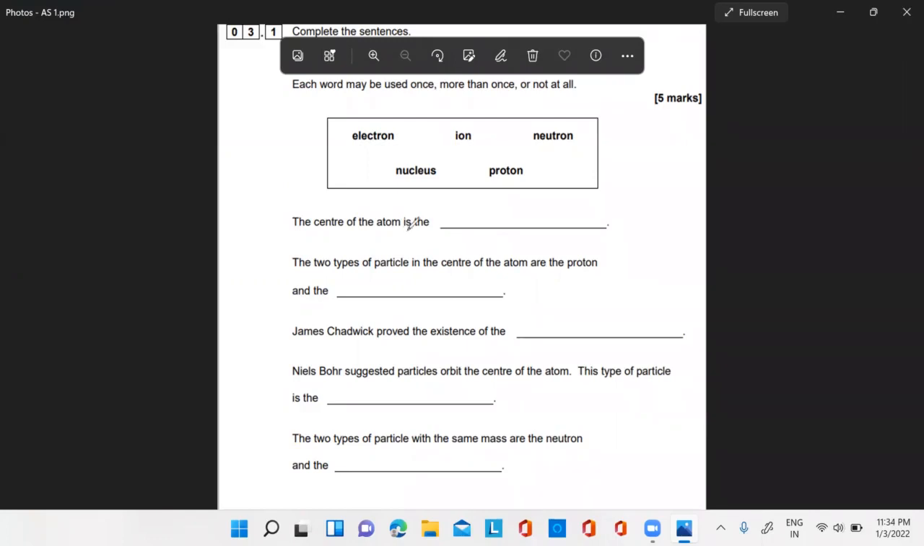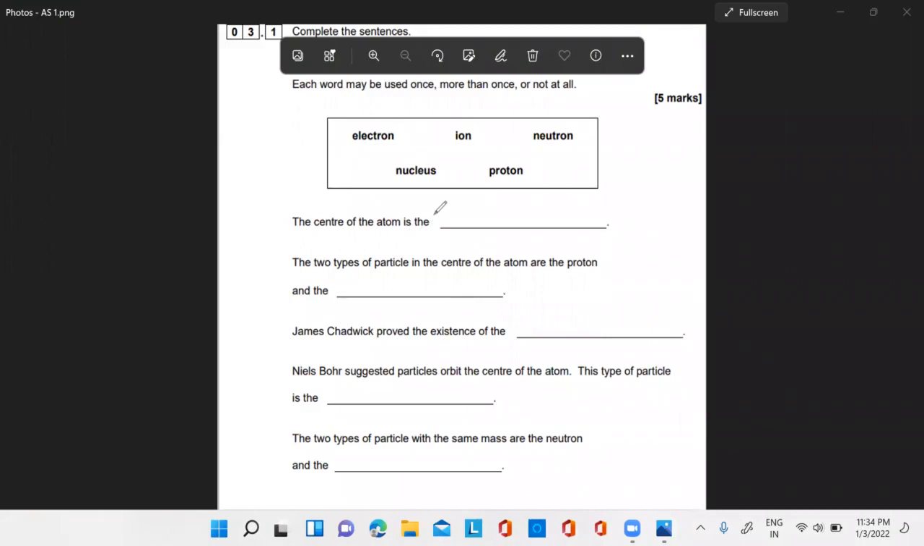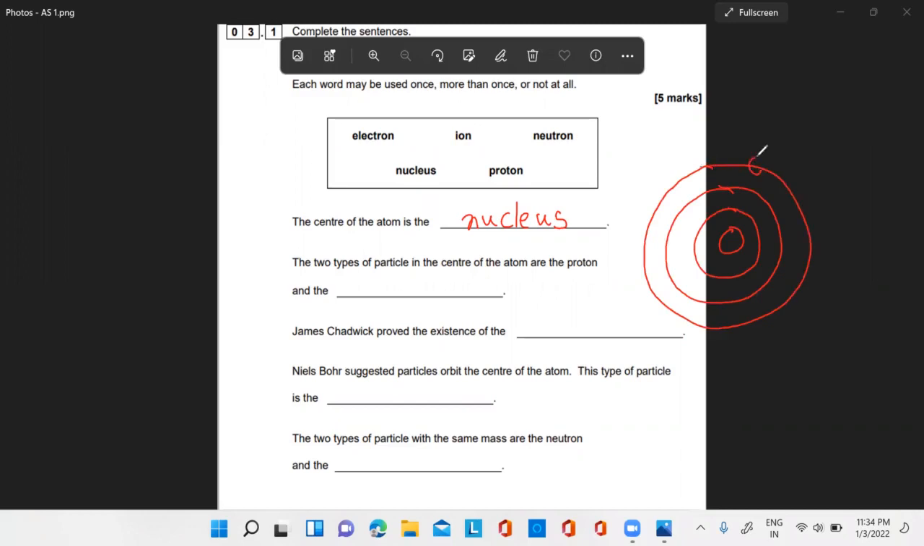The center of the atom is the nucleus. Okay, so center of the atom, like over here, suppose this is the center of the atom and all the electrons keep on rotating, isn't it? So we are all aware of the structure of atom as well.